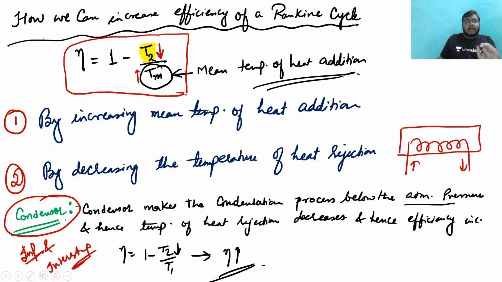After that we introduced the concept of how we can increase the efficiency of a Rankine cycle. We have seen that there are two methods: by increasing the mean temperature of heat addition, or by decreasing the mean temperature of heat rejection. And we already know why we are using the condenser, what the use of this condenser is.